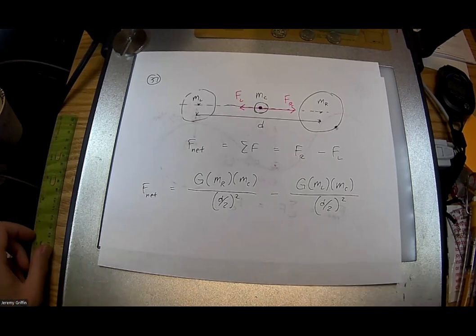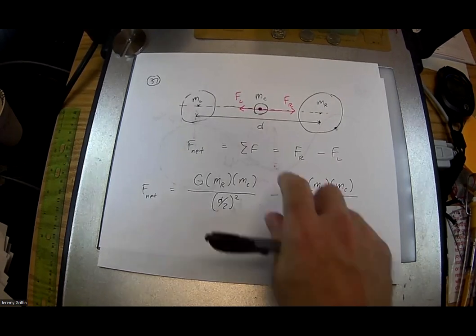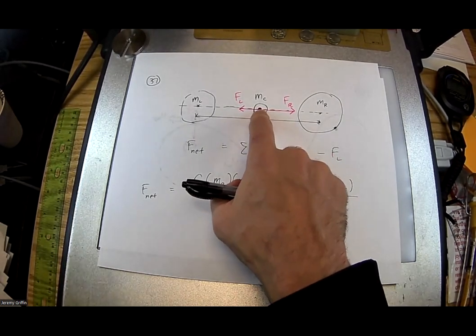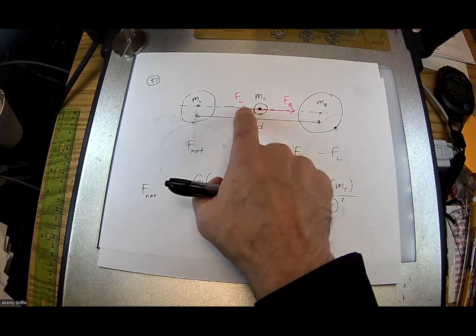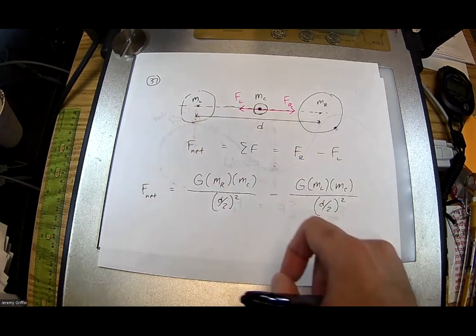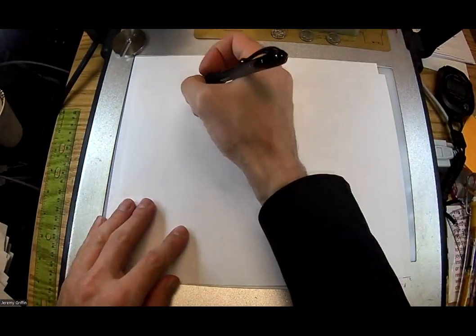And the other question is, where would you have to put this central mass so that there was zero effect? Should I slide it to the right or to the left to get zero gravity? How about to the left, closer to the smaller mass, right? Okay. So go ahead and draw that up.